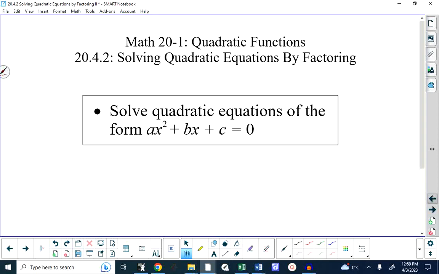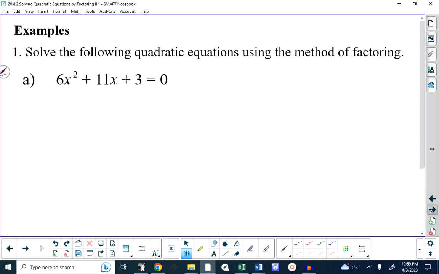The difference in this lesson is that ax squared plus bx plus c equals 0. A is not 1, it's some other number. So we have to factor this expression that's equal to 0.